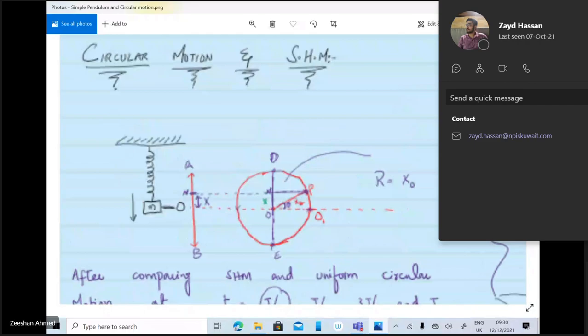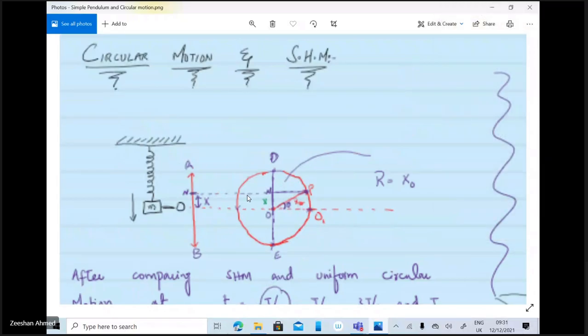Circular motion and simple harmonic motion. In grade 9, we studied the types of motion. There were three types of motion: translational, which means linear, then rotational, and then vibrational. Rotational is further divided into three types. One of the types was circular motion.